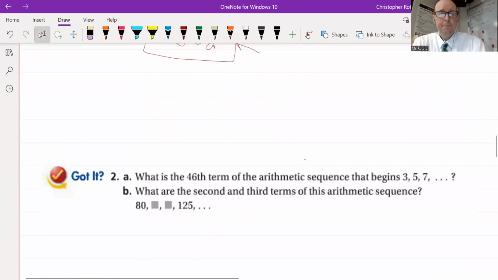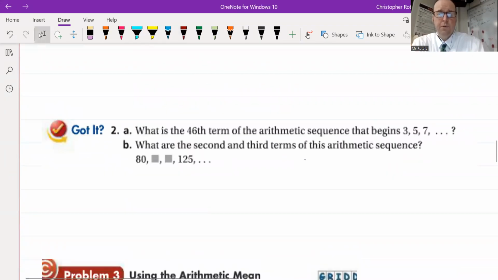All right. So we have just a quick review of those two things here. So if I just want the 46th term, so we know we want a sub 46.